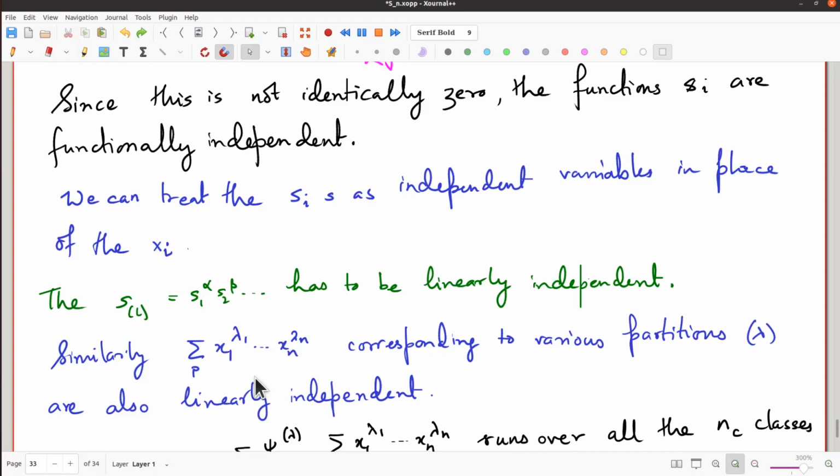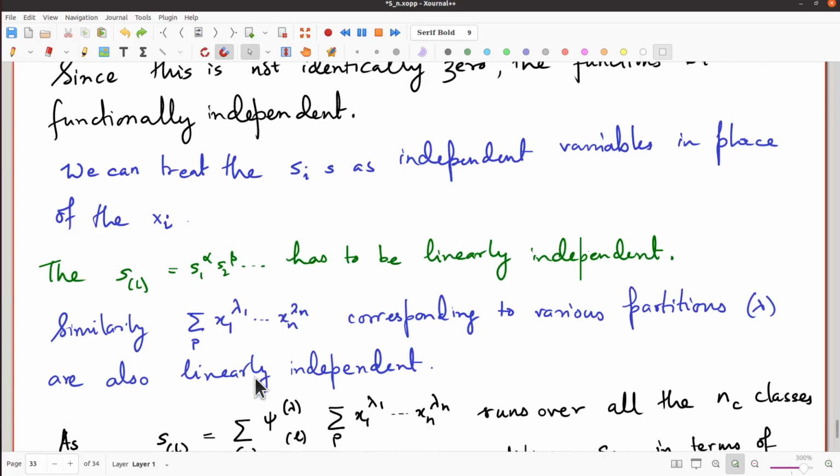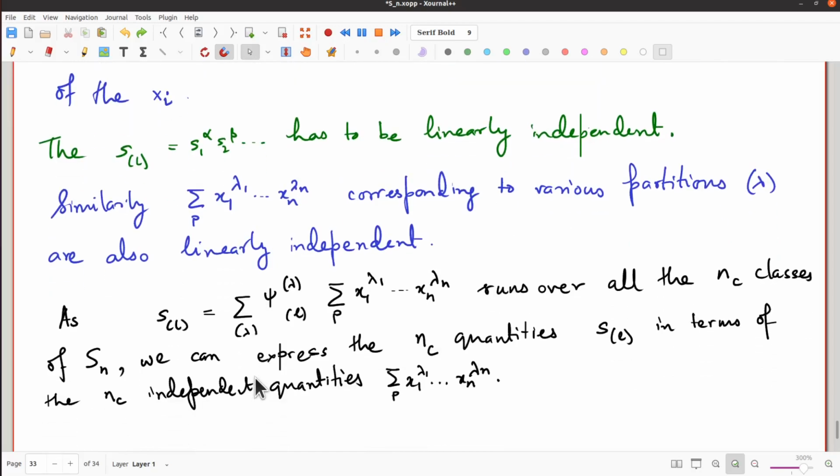And that means that the expression that we had for S for a given class, S of L, S1 to the alpha, S2 to the beta and so on, is expressed as a linear combination of x1 to the lambda 1, x2 to the lambda 2, up to xn to the lambda n, summed up over all possible permutations. As this expression runs over all the nc classes of Sn, you get one such expression for each class. What we expect are nc quantities S of L in terms of the nc independent variables x1 to the lambda 1 up to xn to the lambda n.